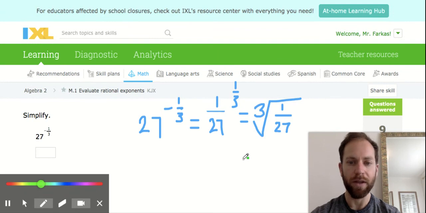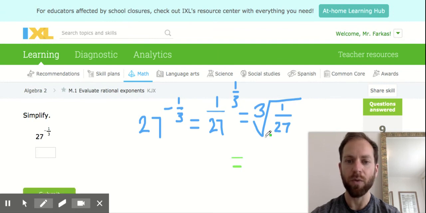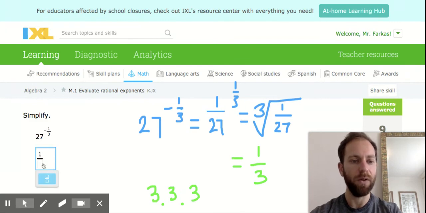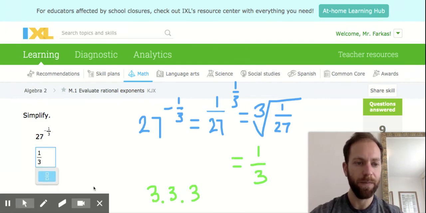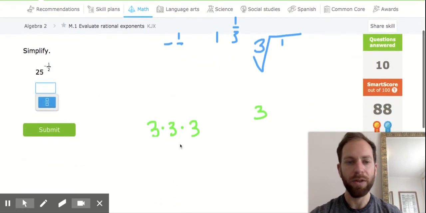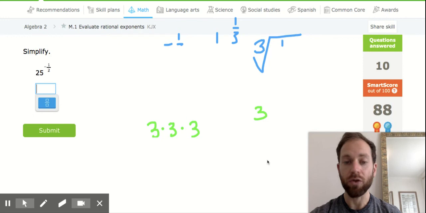So let's go ahead and think what that would be. Well, the cube root of 1 is just 1. And what's the cube root of 27? What times itself 3 times makes 27? Well, that's 3. 3 times 3 is 9, times 3 is 27. So this is 1/3. 1 in the numerator, 3 in the denominator. There we go. This time we got it. All right, hopefully this helps. And then once you get to 90, you should be good to go.